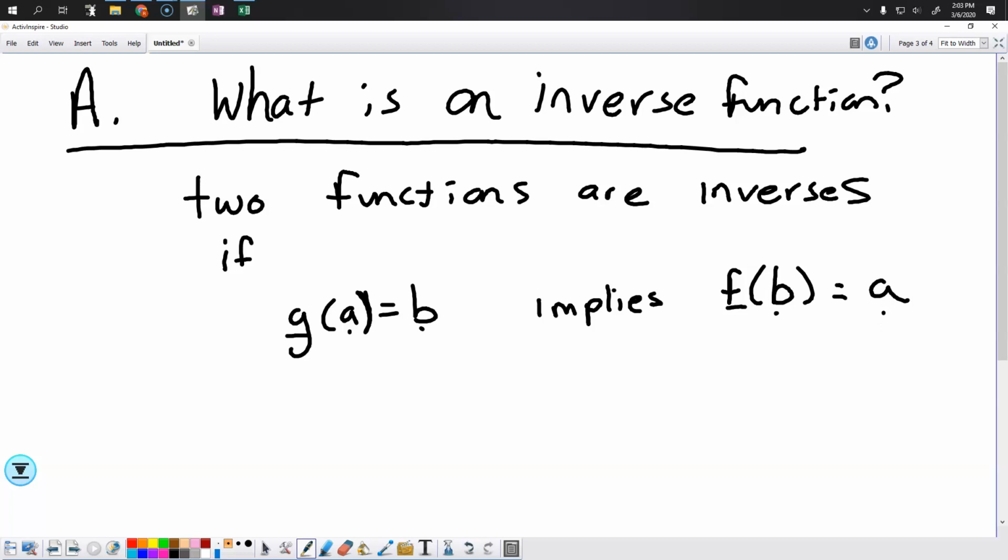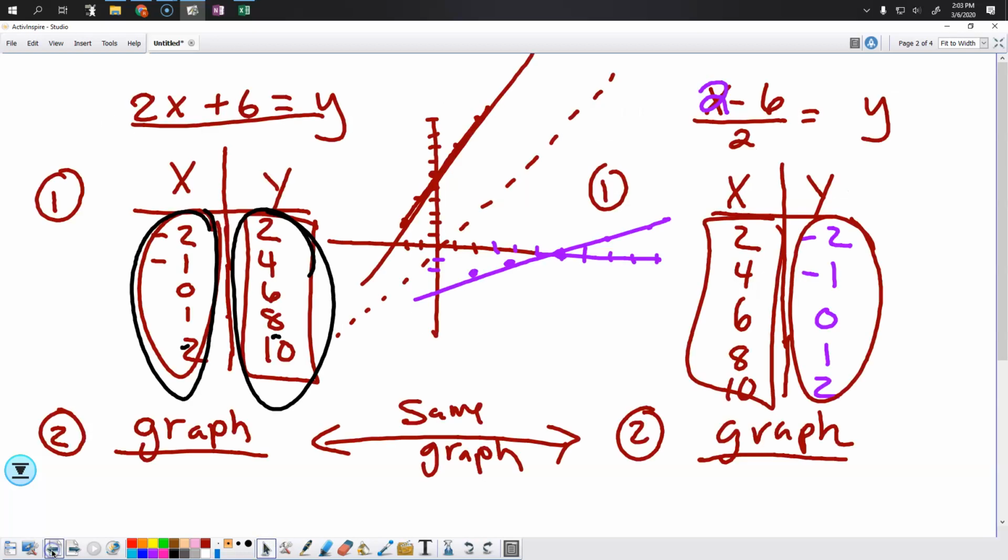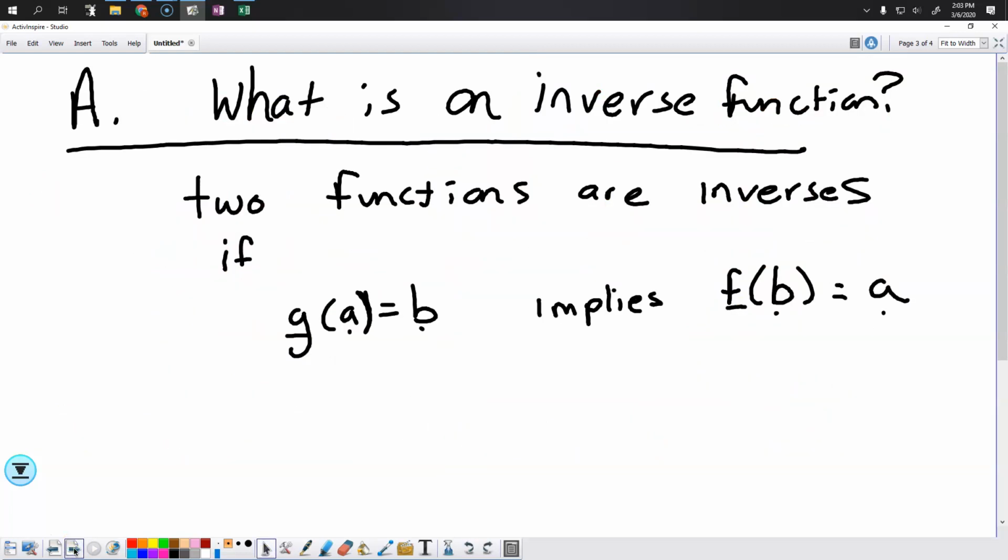Okay? And that's kind of like what we saw in our warm-up today. We plugged in -2 to this one here, and we got 2. And over here, if you plug in 2, we got -2. So the input and the output are swapped, in other words. So that's what makes a function an inverse.